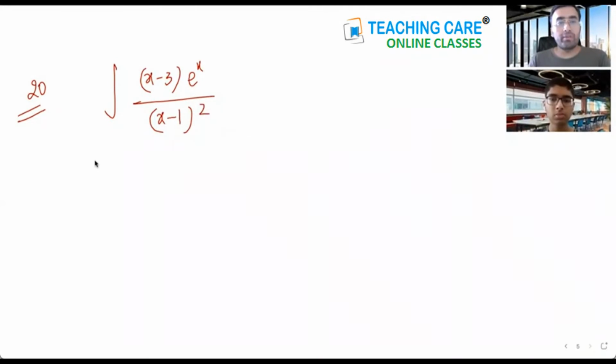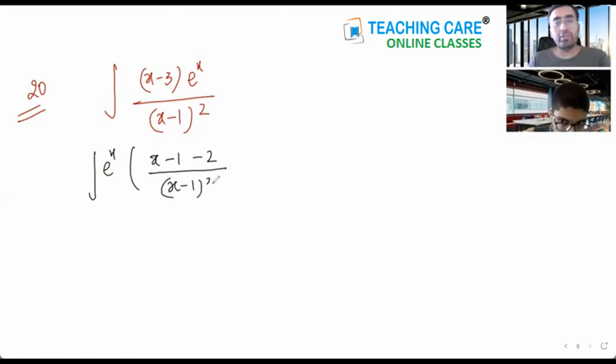Question 20 is given as the integration of (x minus 3) e raised to the power x divided by (x minus 1) whole square. So what we will do here, first of all, we will write e raised to the power x, then x minus 3 can be broken like x minus 1 minus 2, over (x minus 1) whole square dx. Got it?